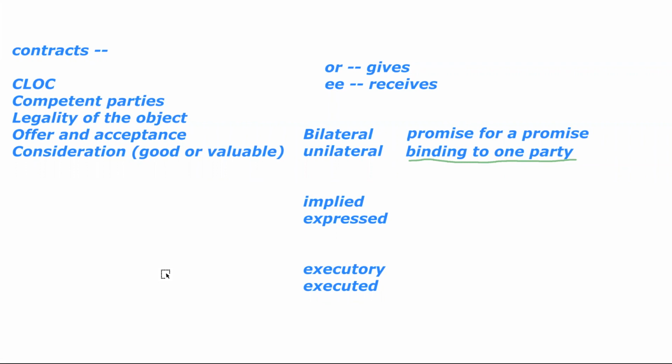So here's the thing. When I exercise an option contract, so let's say I'm a tenant, right? And I have an option to purchase my landlord's home. If I exercise that, now it has changed into a bilateral contract. I'm going to pay them in exchange for the house, okay? It has turned into a bilateral contract. The next two are going to be implied and expressed.